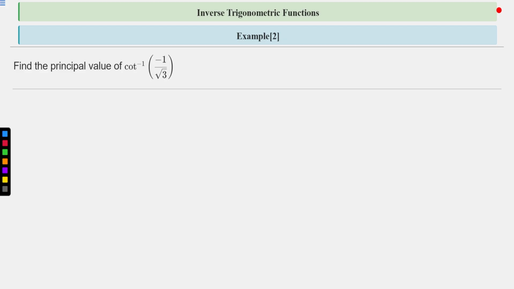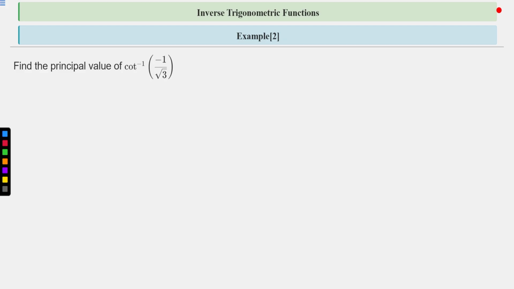2 pi by 3. Who is saying 2 pi by 3? Others, please respond. What should be the value of cot inverse minus 1 by root 3? Okay, some students are saying 2 pi by 3. Let us discuss now.